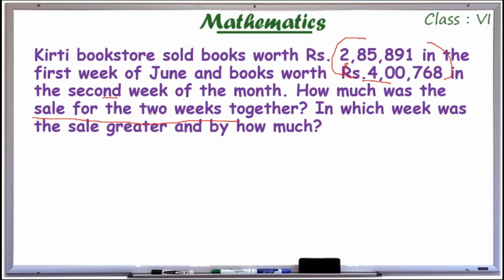So for the first question you have to find the total, you have to add those two numbers, and for the last question you have to find the difference. You have to find the margin or the difference between those two numbers. So do these four questions. You can send me the answer through WhatsApp. Thank you.